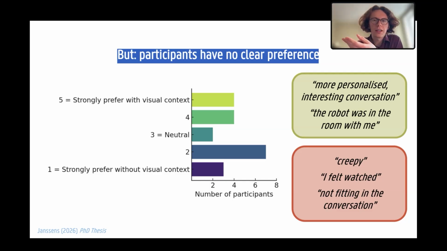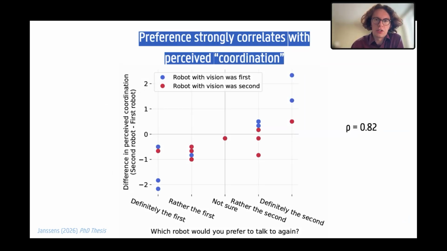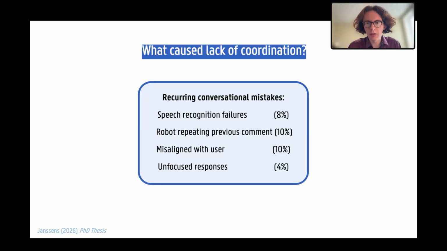So, what was the thing that drove some people to prefer one of the two robots then? Well, what we did see in the questionnaires is that the user's preference is strongly correlated with how well coordinated they found the robot to be. They clearly found some conversations to be much more coordinated than others. So what actually led to a better coordinated conversation? Well, there we saw that the robot repeatedly made some types of mistakes. Some were due to speech recognition failures. Sometimes it was because the robot repeated something it had already said.